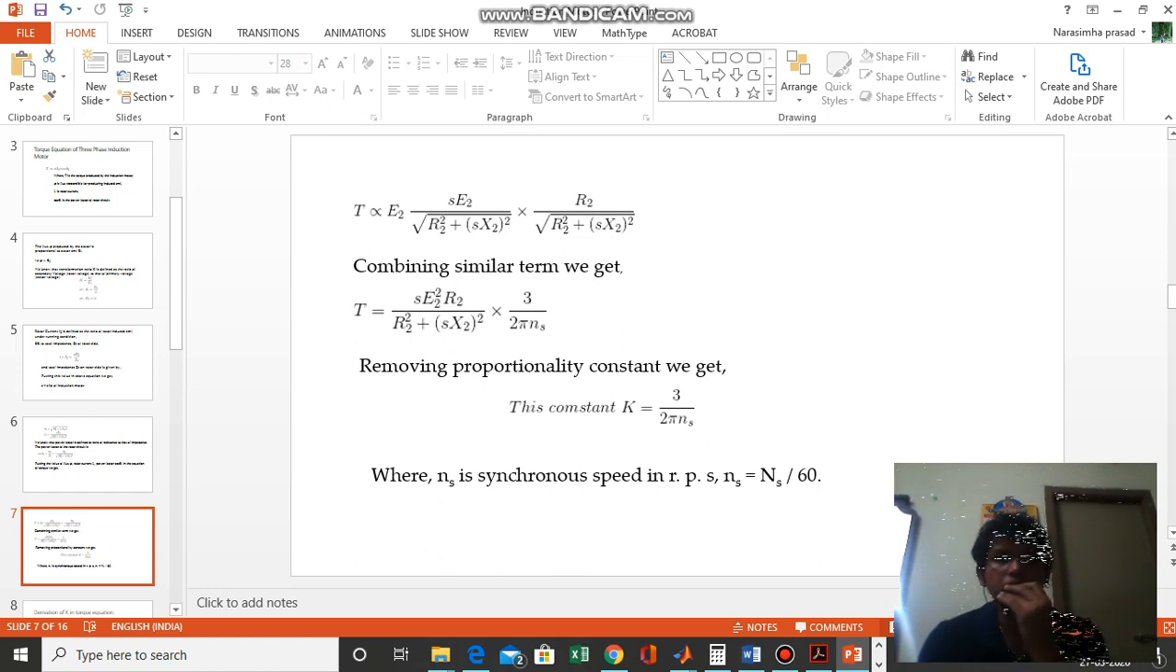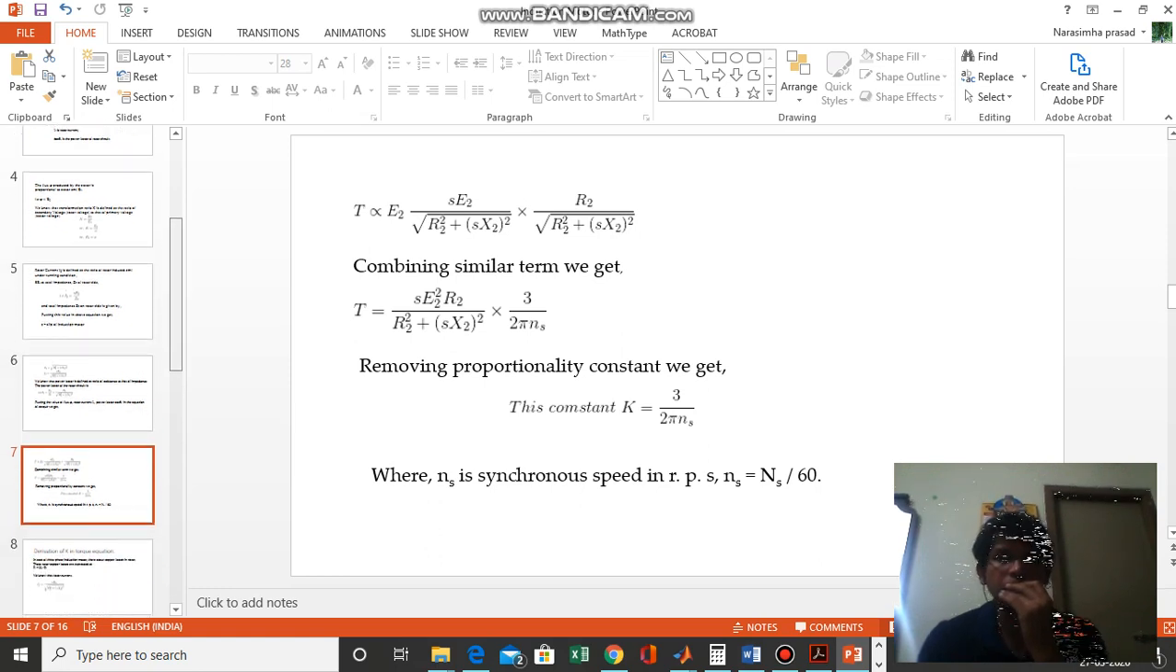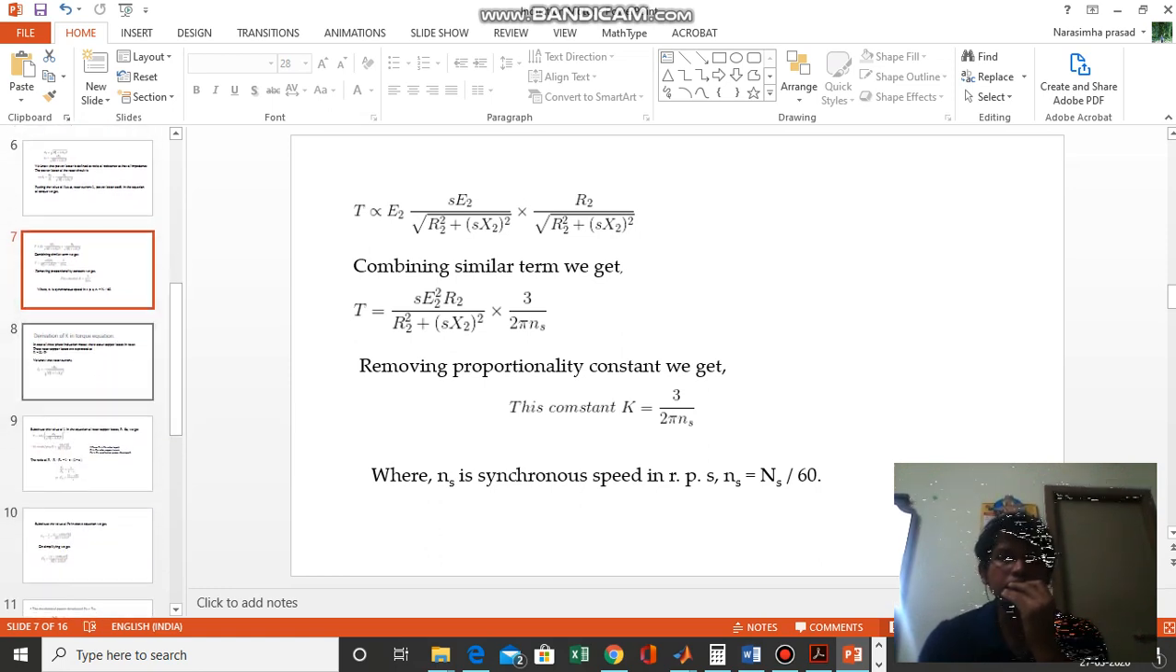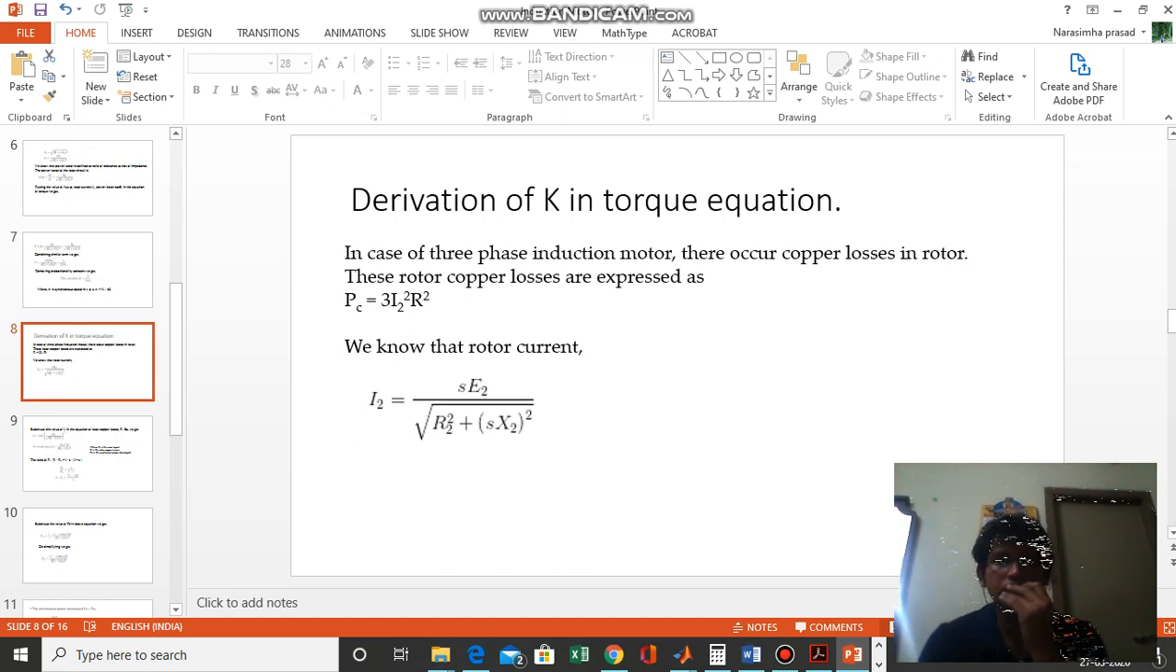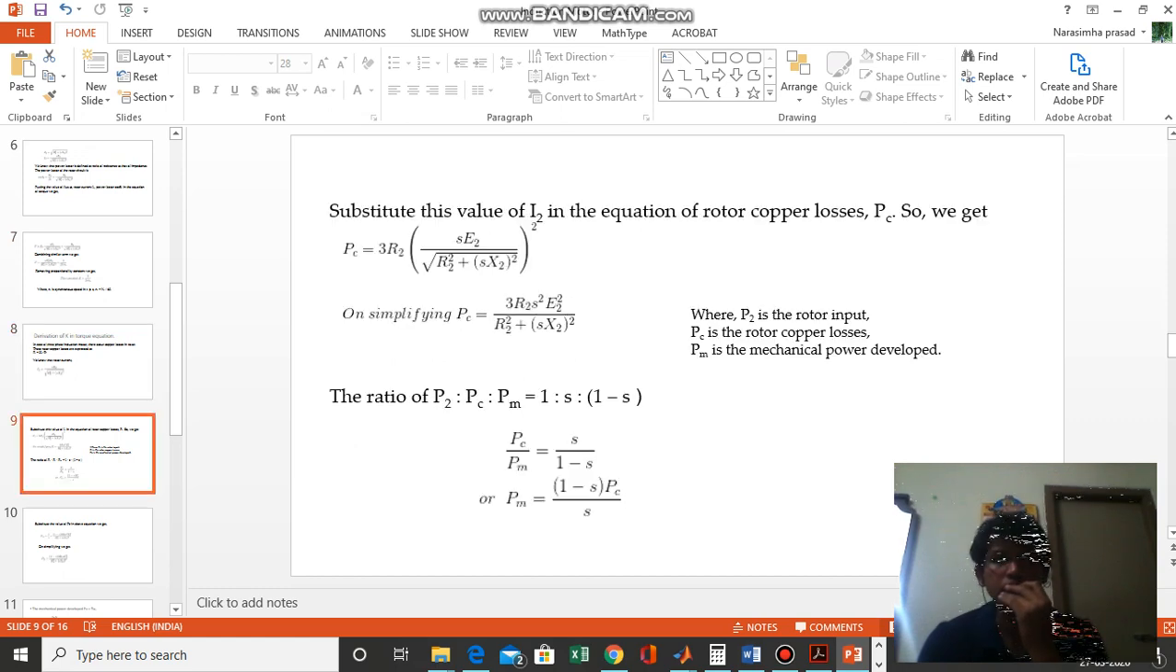So if you combine all these things, you will get this, and this is the proportionality constant 3 by 2 pi Ns. How did we get this proportionality constant? That is not required from the examination point of view, but anyway we will discuss how we got that. See here, the derivation for k in the torque equation. We know I2 equals S E2 by under root R2 square plus (S X2) whole square. Substituting this value of I2 in the equation for rotor copper losses.